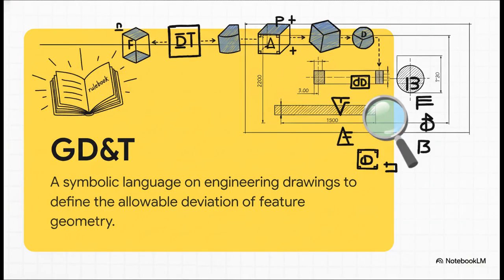So what is it really? Think of GD&T as the official rule book for making stuff. It uses a whole set of standardized symbols to say exactly how much a real-world part is allowed to be different from its perfect digital design. You know, it's the difference between saying, make this about 10 millimeters, and saying, this must be between 9.9 and 10.1 millimeters, and there are no exceptions.